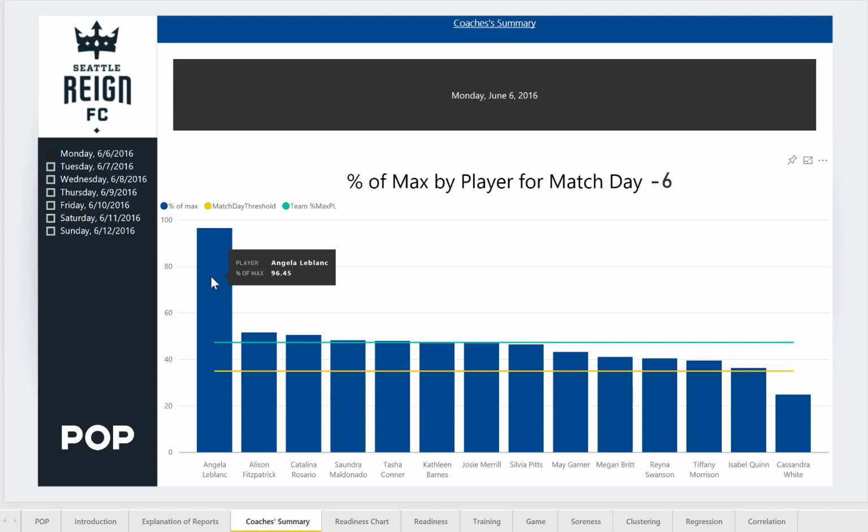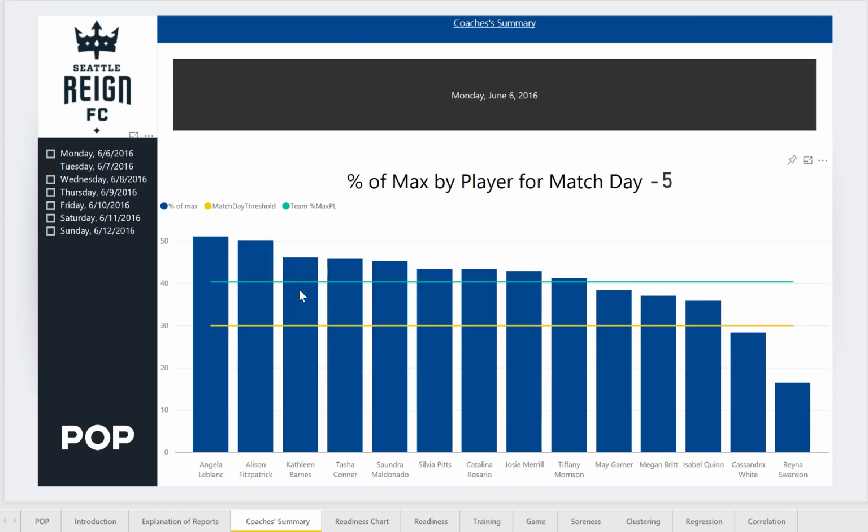It turns out that Angela was actually returning from injury, and this was her first training session back in a while. Of course, she'll be performing close to her last 30-day max, so there isn't any alarm here. Clicking on another day, we can see how the percentage of max changes relative to the number of days before the next game.